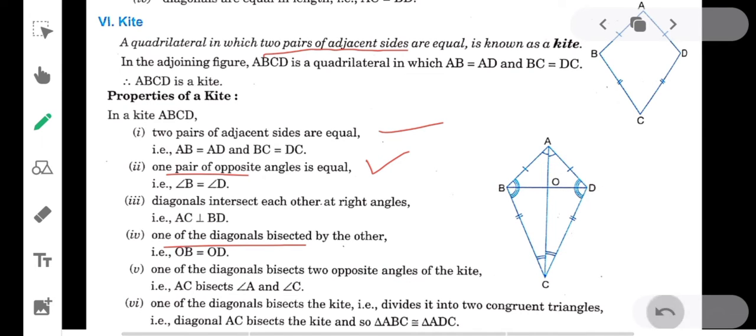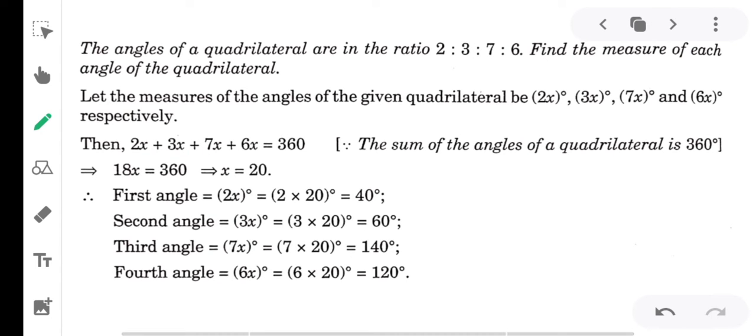Then one of the diagonals bisects the kite. That is the diagonal AC. AC bisects the kite. That means triangle ABC is congruent to triangle ADC. Now we'll solve some questions.